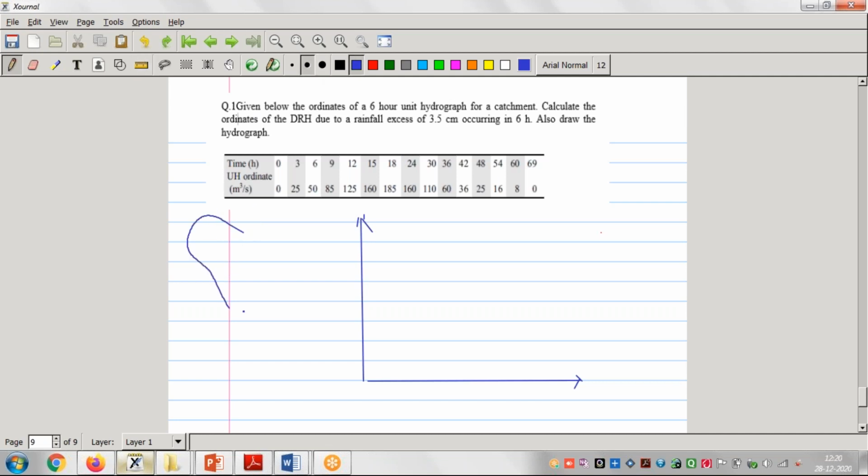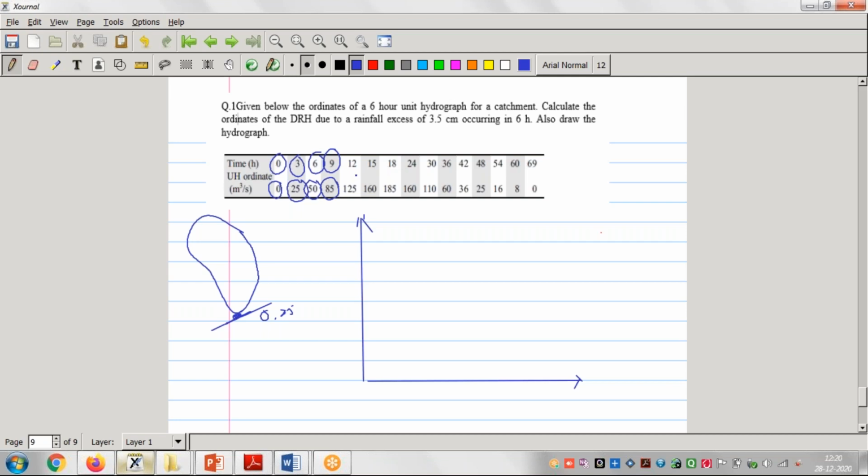Suppose there is a catchment here, right? And here they have given this data. See, at time 0, the discharge collected is 0. After 3 hours, the discharge collected was 25. Then after 6 hours, discharge collected is 50. Then after 9 hours, the discharge collected is 85 meter cube per second. Then after 12 hours, 15, 18, 24.